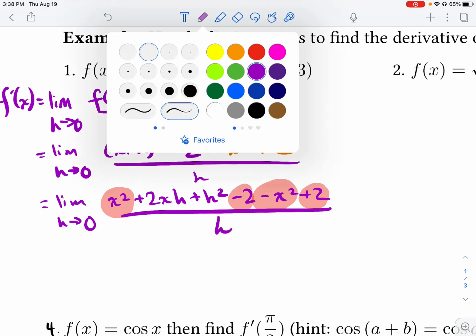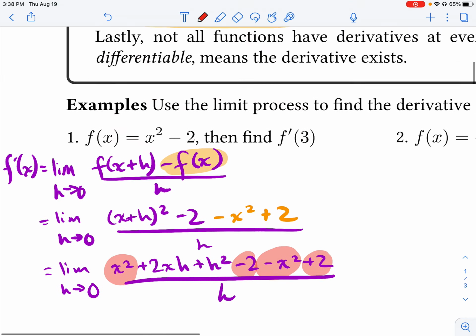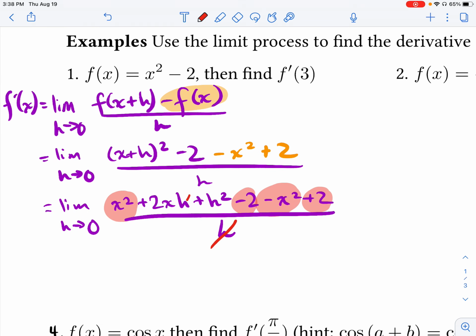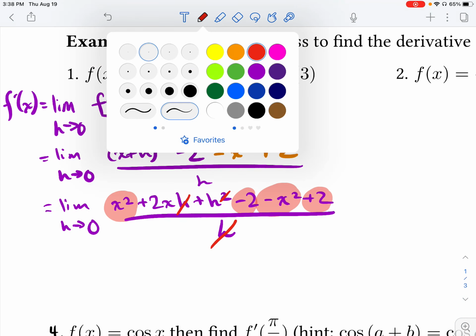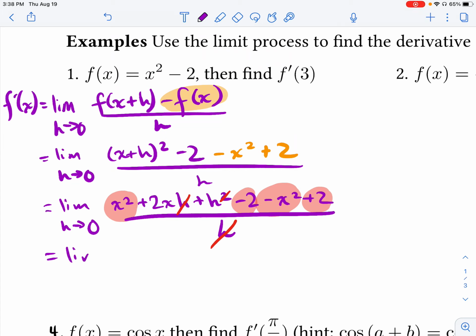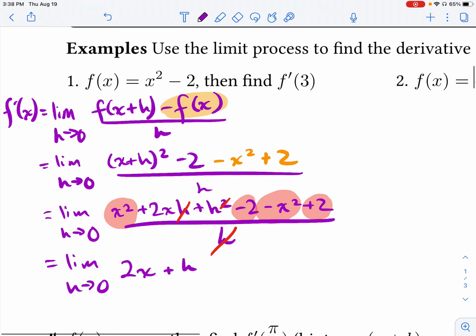And I also notice that I have a common factor of h in each of these terms. So all of that can be rewritten simply as the limit as h approaches 0 of 2x plus h. It's beautiful. So now let's go ahead and just find the limit. The limit of all this as h approaches 0 is simply 2x.